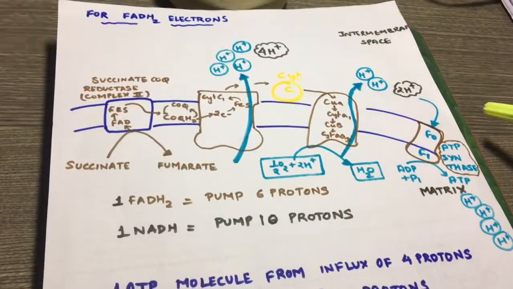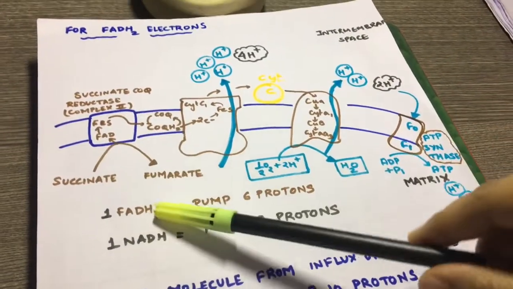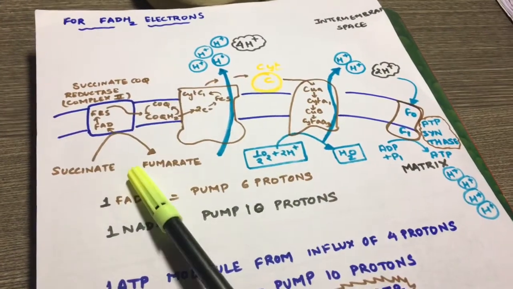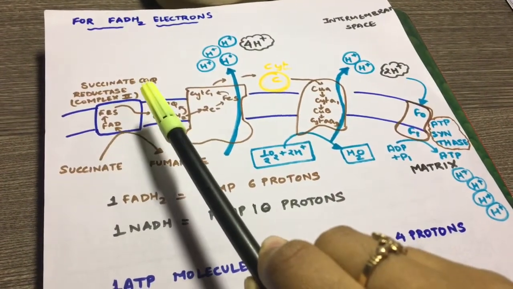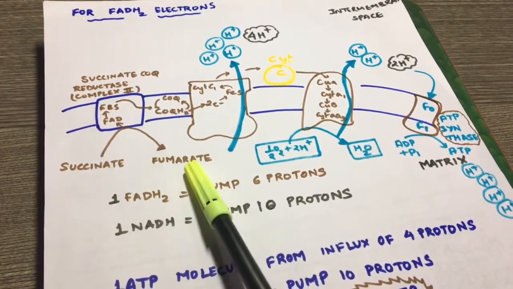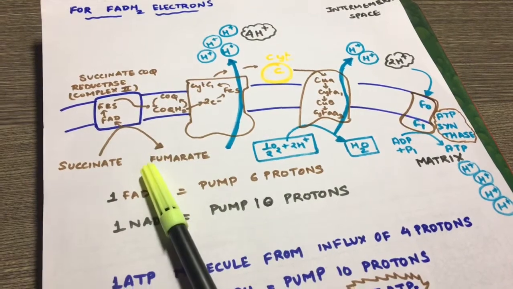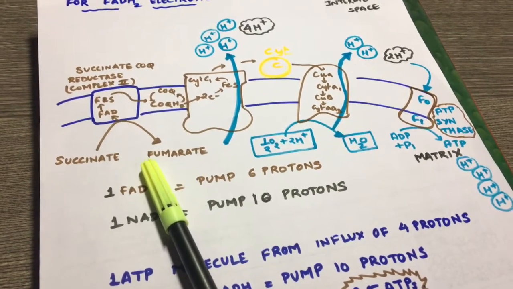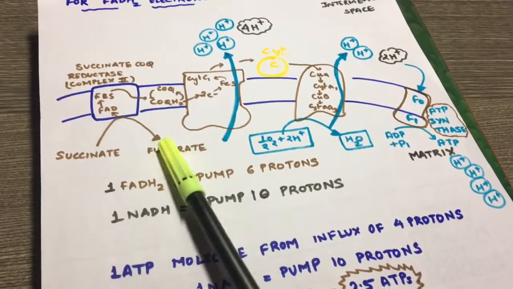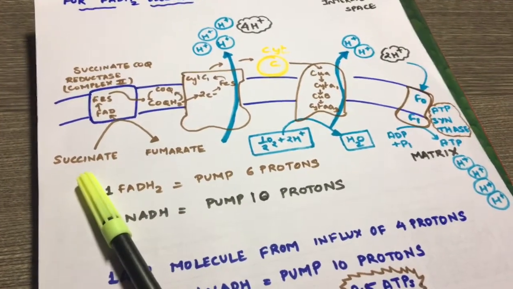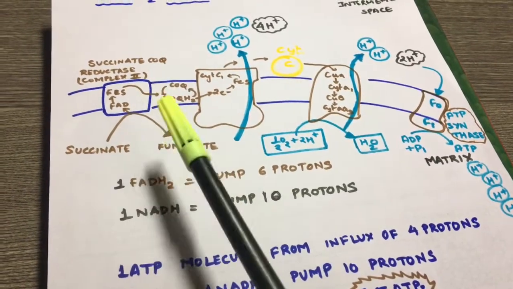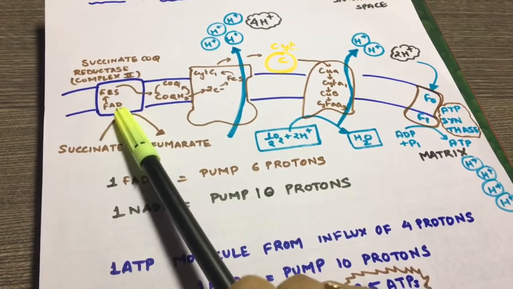Now this is for the FADH2 electrons. The complexes involved in this are complex number 2, complex number 3 and complex number 4. Complex number 2 is also called the succinate coenzyme Q reductase complex. Here there is a conversion of succinate to fumarate, and the reaction is catalyzed by the succinate dehydrogenase enzyme. This enzyme is an integral part of complex number 2, and this process takes place in the citric acid cycle.